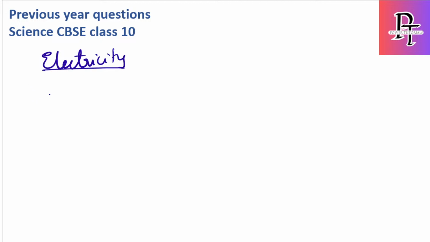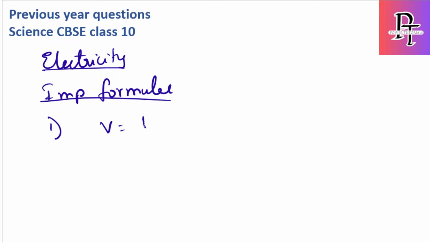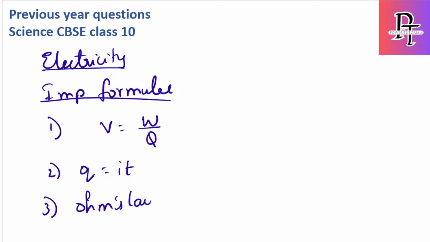First I will write all the main important formulas. First one, voltage is equal to work by charge. Second, charge Q is equal to IT, that is current into time. Third one, Ohm's law, which is V is equal to IR.